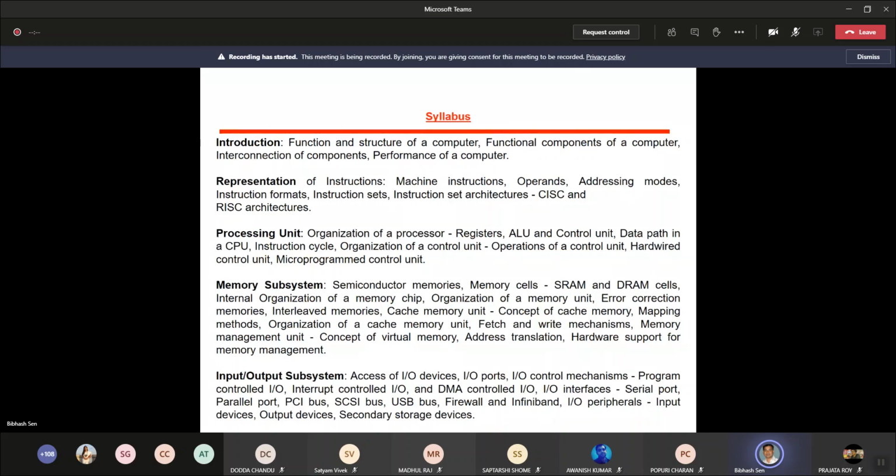Second, we will go for the processing unit. That is the organization of the processors: registers, ALU, control unit, data path, and control path design. Finally, we will design the different types of control unit, using hardware control unit and microprogram control unit. So these are the processing unit topics.